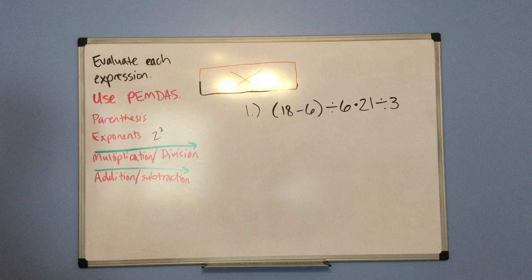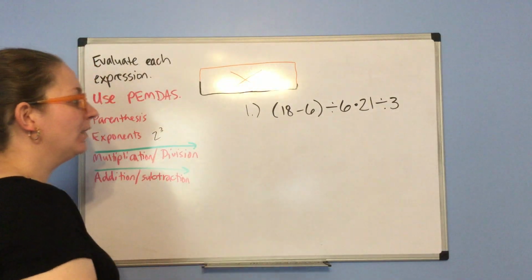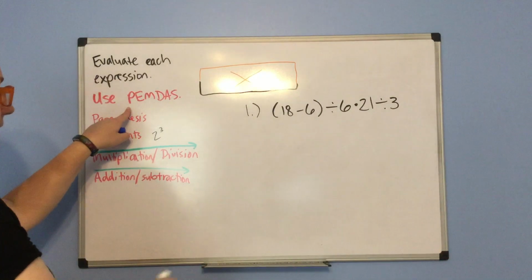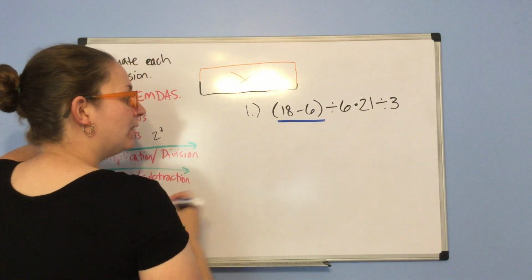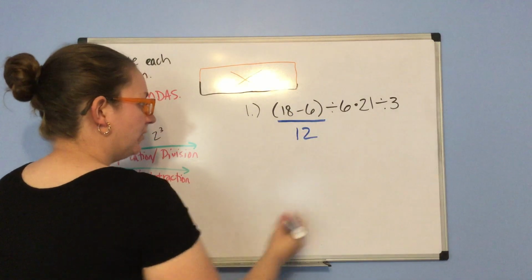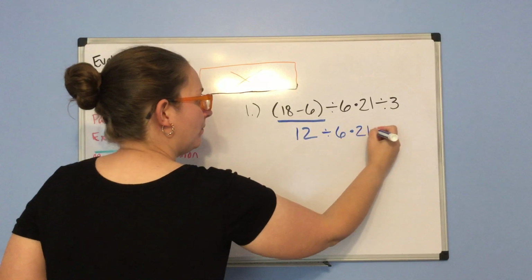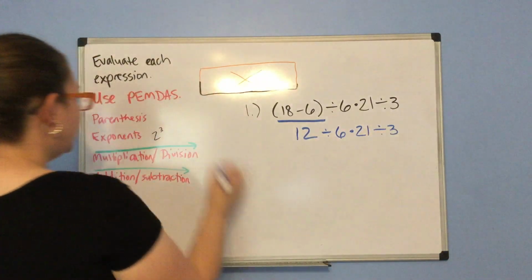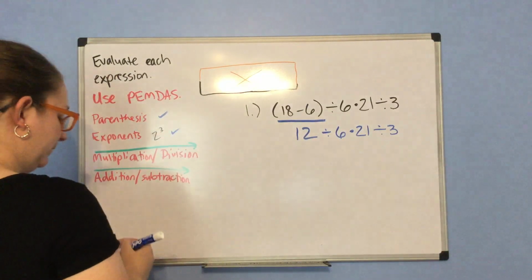Let's take a look at an example problem. So here's my first problem. I do have some parentheses, so I'm going to start by taking care of things inside the parentheses, which is right here. 18 minus 6 gives me 12. Everything else is going to stay the same, so I'm just going to bring that down. So parentheses, done. We don't have any exponents, so we're done there.